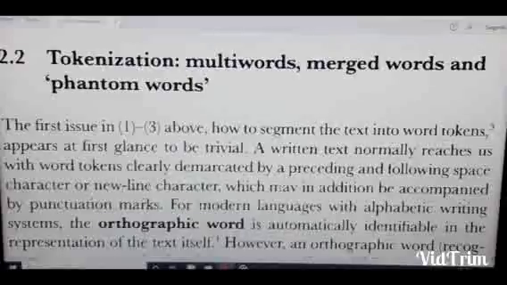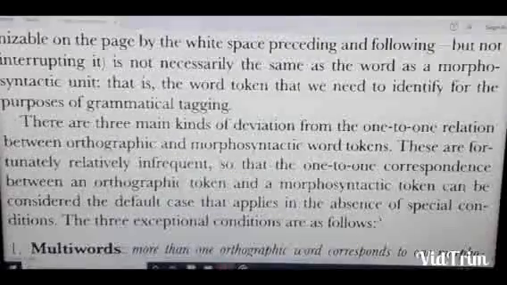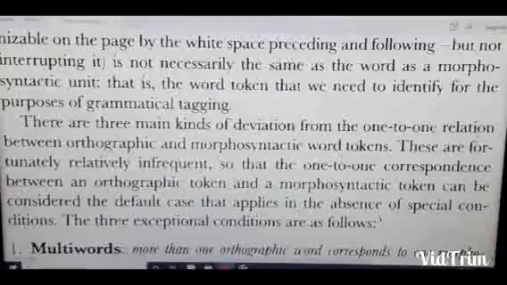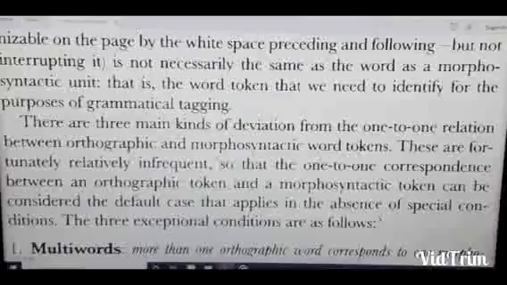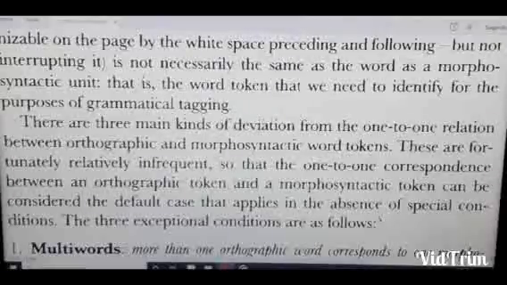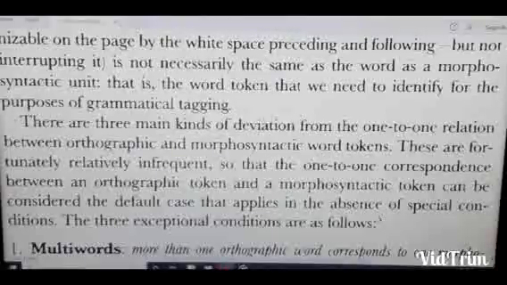However, an orthographic word recognizable on the page by the white space preceding the following but not interrupting it is not necessarily the same as the word as a morphosyntactic unit, that is, the word token that we need to identify for the purposes of grammatical tagging. There are three main kinds of deviation from one-to-one relation between orthographic and morphosyntactic word tokens.